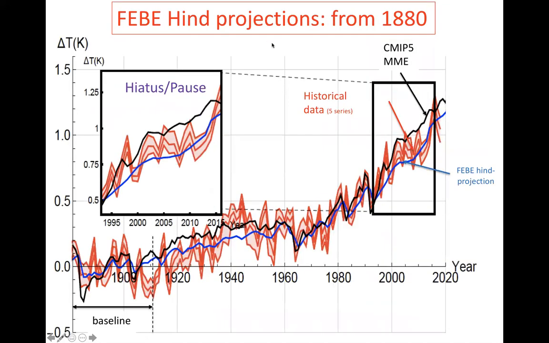It works quite nicely in the past, right? So the red is the data. The CMIP5 multi-model ensemble mean is the black, and the Phoebe model is the blue. And so you can see it fits the data quite well, including that we do a reasonable job during the pause or hiatus. In fact, we do a bit better than the CMIP5, which tended to overestimate the heating.